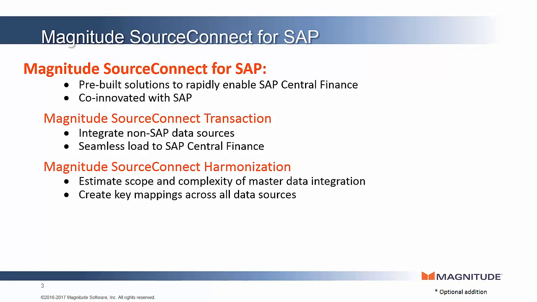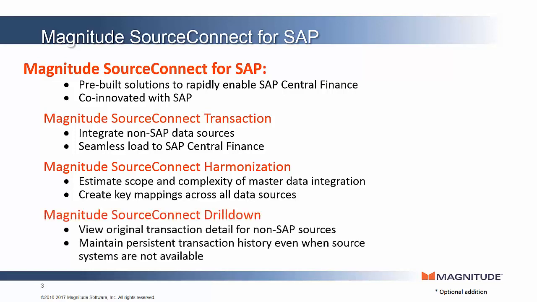Second module is Magnitude SourceConnect Harmonization, which is where master data from each source system is extracted from the source system, collected, reviewed by the system, and the overall completeness and ability to match and blend information is evaluated, and a readout can be given of how difficult a task that's going to be for the master data integration, which is an important part of estimating the overall project. Of course, once that's done, then the task of actually doing the harmonization can be completed, and the harmonized business mappings loaded into Central Finance so that there's a complete picture of the financial information.